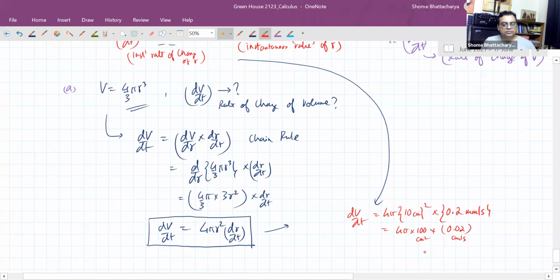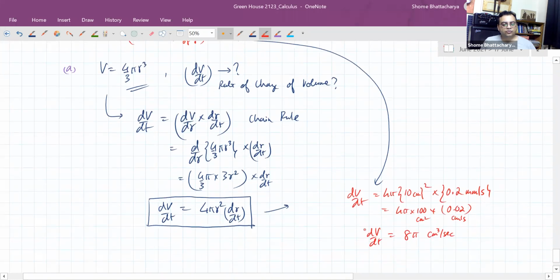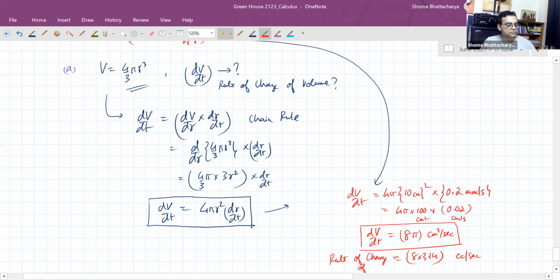So as you can see, this will become 8 pi centimeter cube per second. That should be the unit of rate of change of volume, because volume is in cubic centimeters. So the volume is expanding at the rate of 8 pi or 8 into 3.14 cubic centimeters per second. This is the rate of change of volume with respect to time.